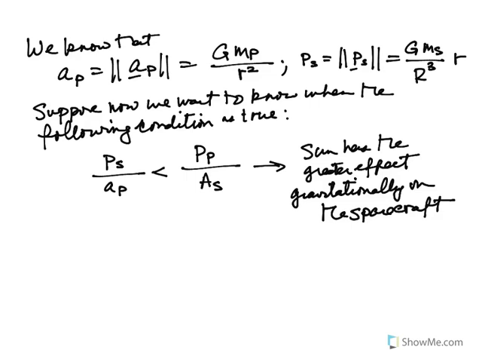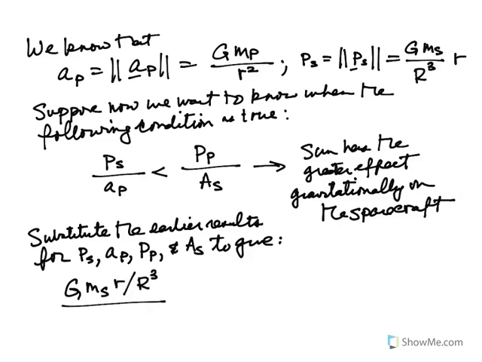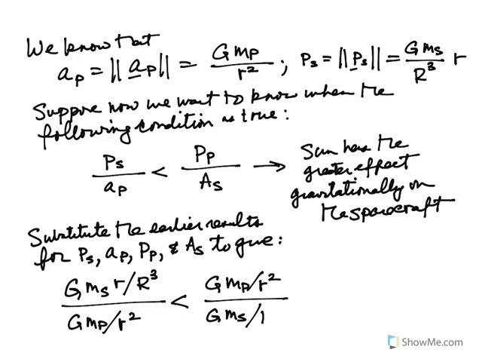Right? Now, if we substitute in the earlier results for P sub S, A sub P, P sub P, and A sub S, we get the following: G times the mass of the sun all times r divided by R cubed, all divided by G times the mass of the planet divided by R squared, is less than G times the mass of the planet divided by r squared, all divided by G times the mass of the sun divided by big R squared.